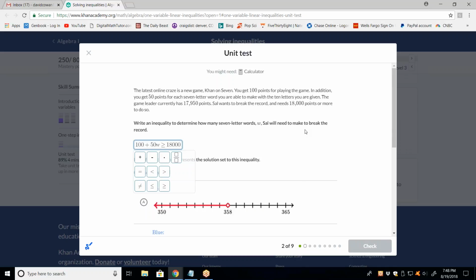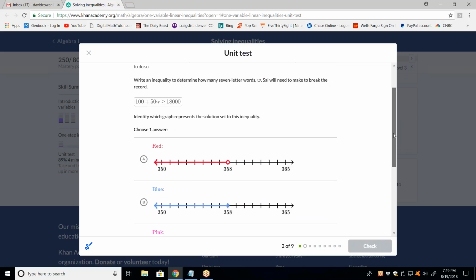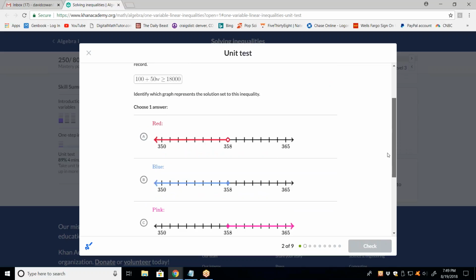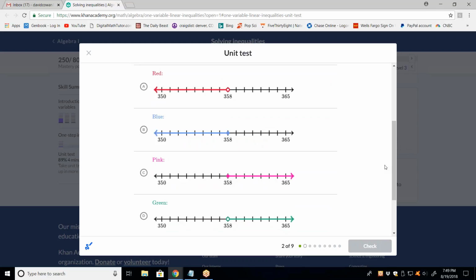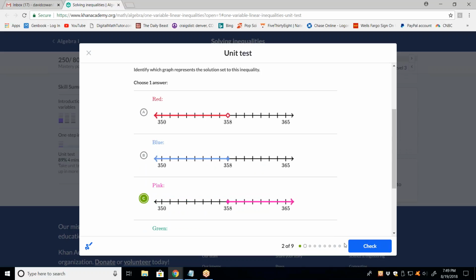Okay, and we still have work to do on that. So 50W is greater than or equal to 17,900. What is 17,900 divided by 50? 358. It has to be 358. Yep. So we want W to be greater than or equal to 358. Which of those four graphs says that? Pink. So we've got our equation and we've got the pink. Now I'm nervous. I don't want to make a mistake.